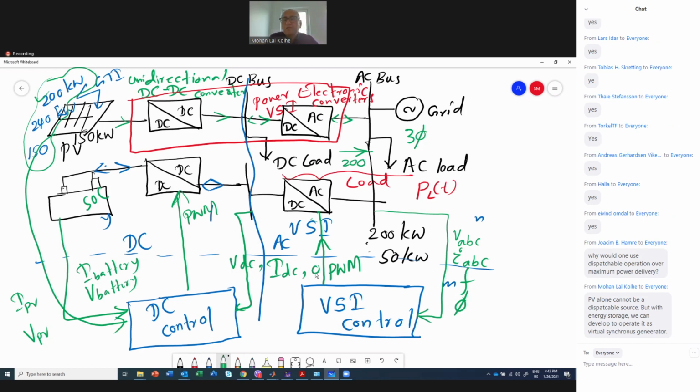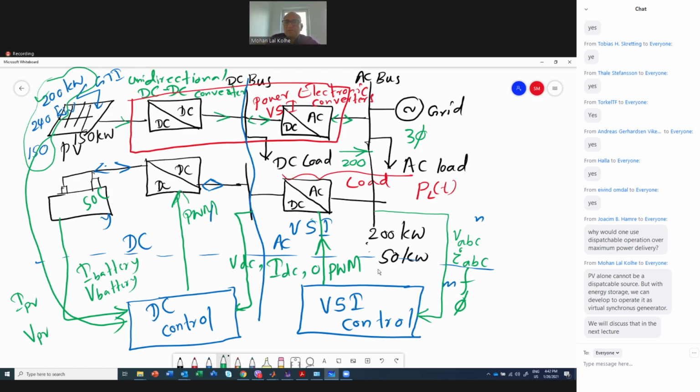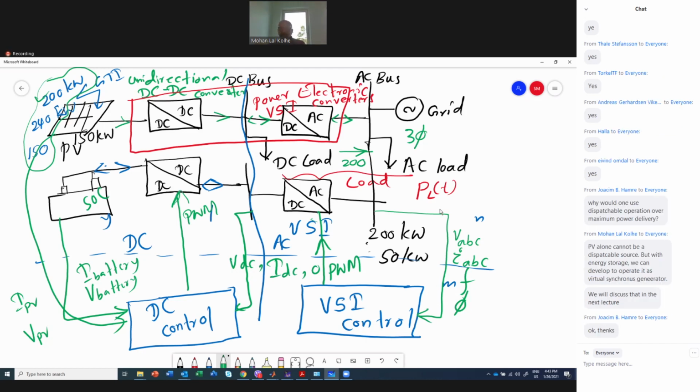So in the second workshop, we will start with this DC control and the voltage source inverter control. Before going to the models, to increase your understanding, we are giving this overview, because if we just open the model and try to explain the parameters, it would not be very interesting for you.